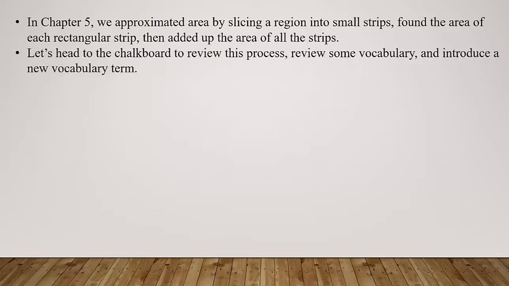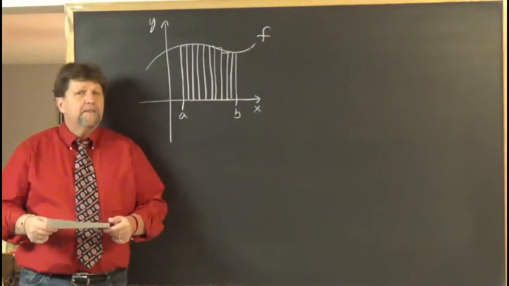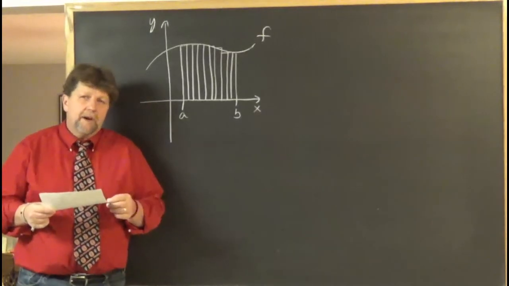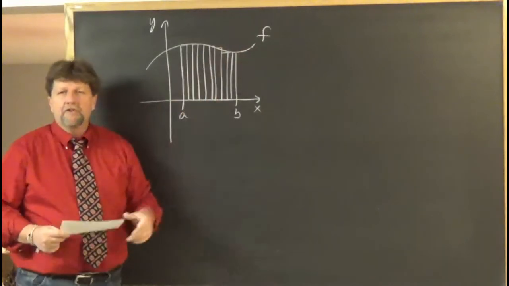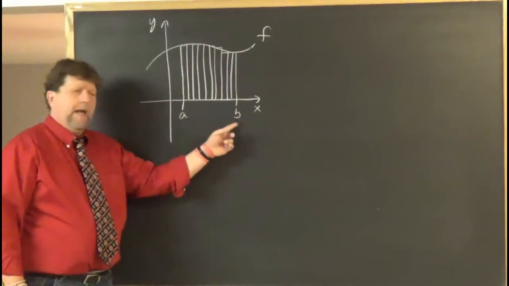So what I'd like to do at this time is head to the chalkboard to just review the process, review some old vocabulary, and introduce a new vocabulary term. So here I go to the chalkboard to do all of that. Okay, as I said, here's a quick review of what we would have seen in Chapter 5 back in Calculus 1, the whole process of integration. What I have on the board is just the graph of some generic function f. Don't know what it is, don't care. On the closed interval a to b.